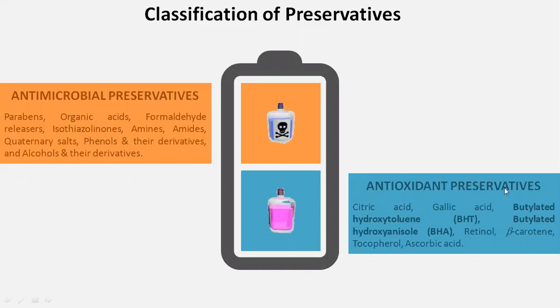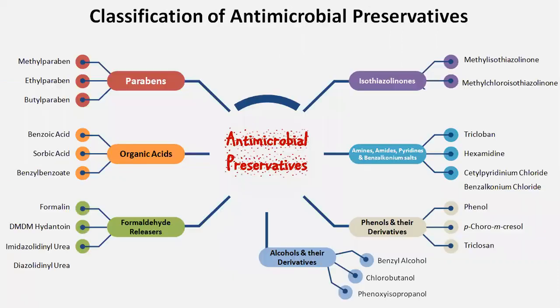Coming to antioxidant preservatives, below we can see examples like citric acid, gallic acid, butylated hydroxytoluene, butylated hydroxyanisole, retinol, beta carotene, tocopherol, and ascorbic acid. So these are all examples of antioxidant preservatives. Now we will see the classification of antimicrobial preservatives.